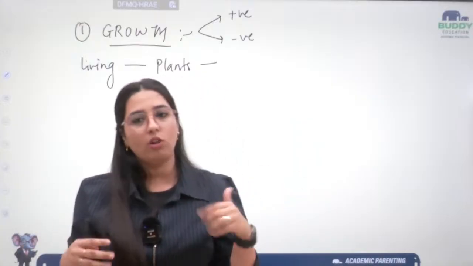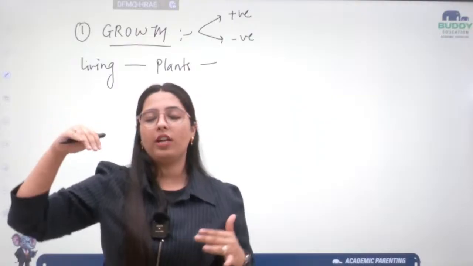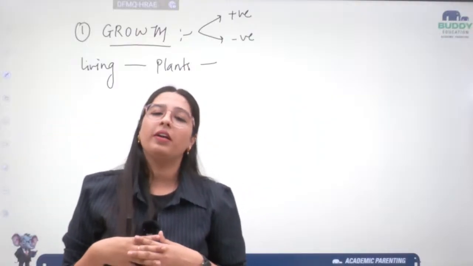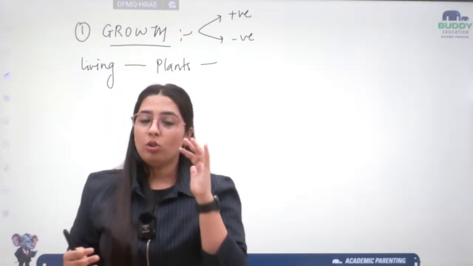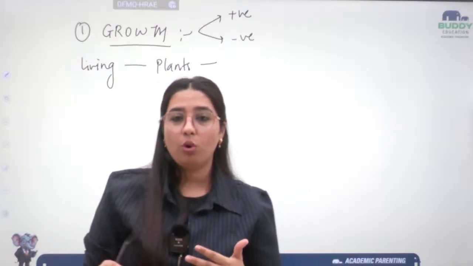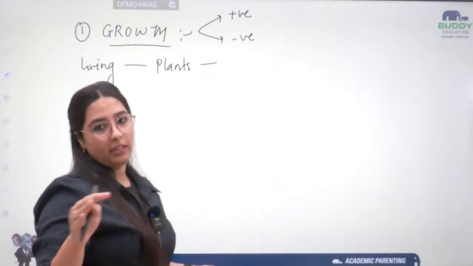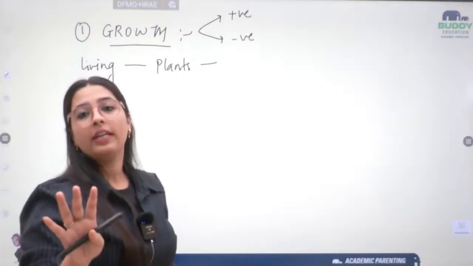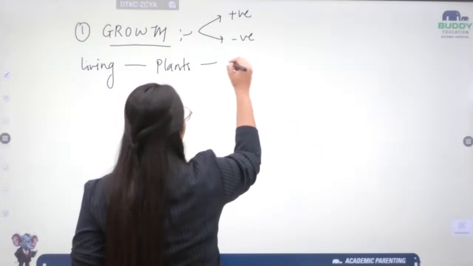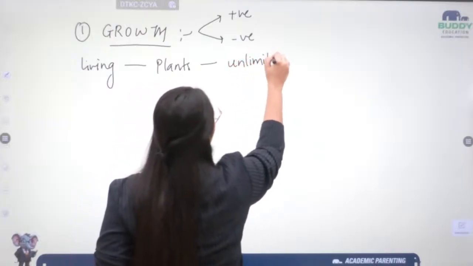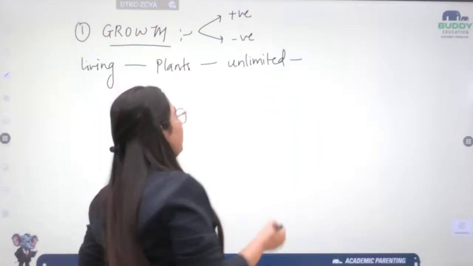Same like humans and animals, we also have positive and negative growth. Because at a certain age we'll be growing, and then after adulthood, when we grow old, we say my feet are not working, my bones are not working, I cannot do this, I cannot do that. You have seen even the wrinkles. That is part of negative growth. Plants have unlimited growth throughout their life, which can be positive and negative both. It can be seen. It is a visible growth in plants.